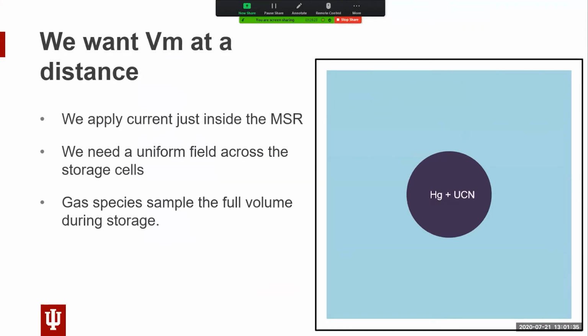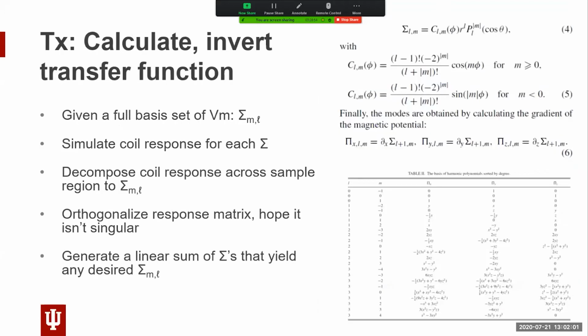And so what we really want to talk about is the scalar potential that we're generating at a distance. We're applying the current just inside the magnetic shielded room, but we need a uniform field across the storage cells. And furthermore, because we are working with gaseous mercury and ultra-cold neutrons, we've got two different gas species that are sampling the full volume during storage.